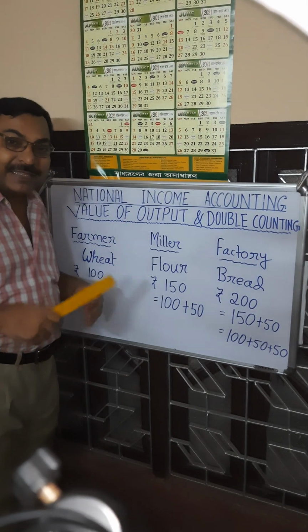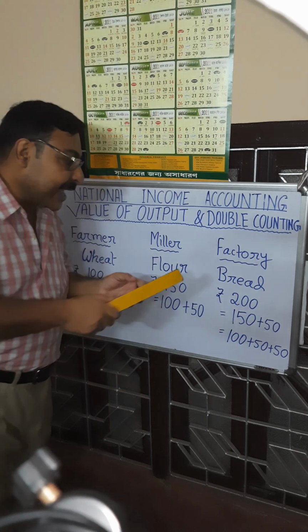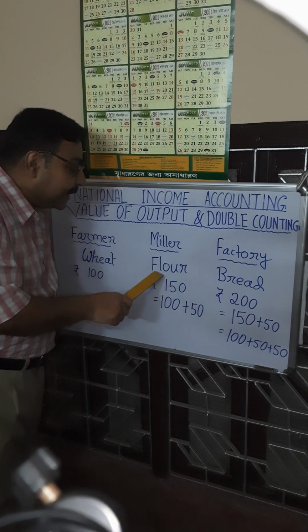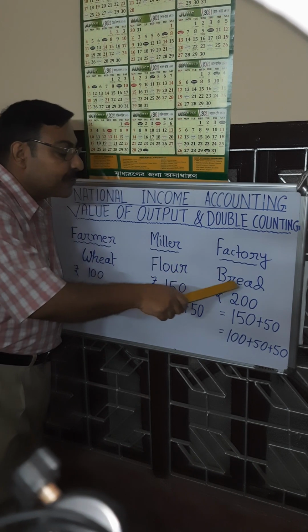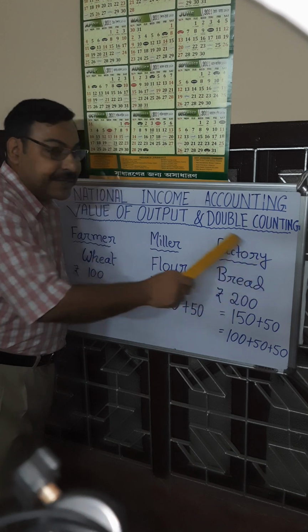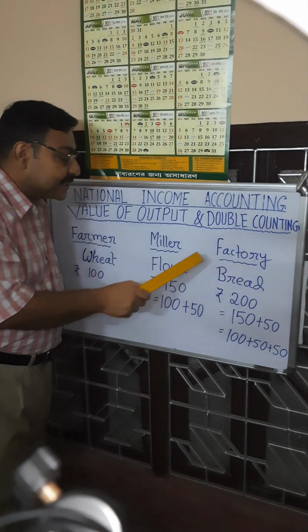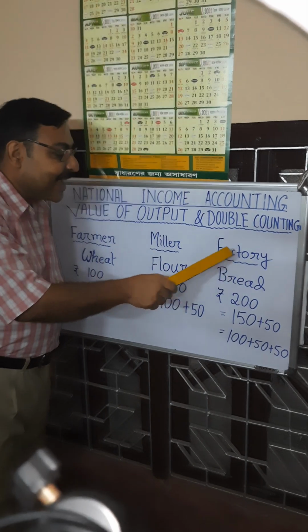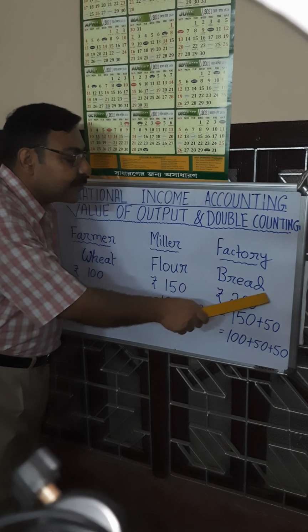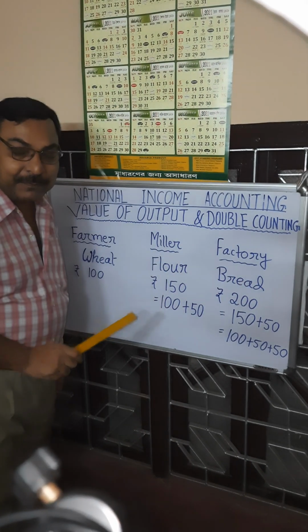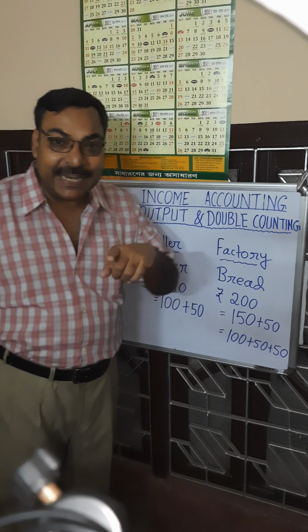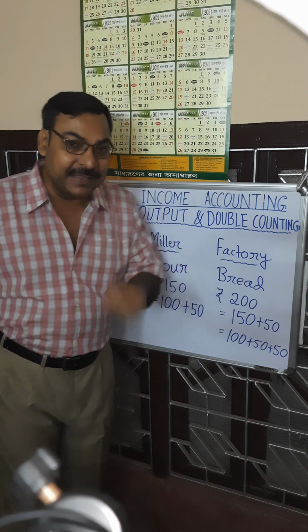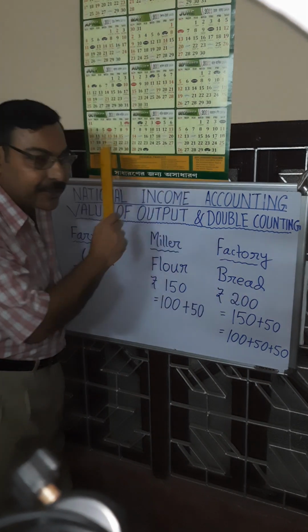Now the miller sells it to the factory. Again, one producer is selling to another producer. The miller sells flour to the factory for the production of bread. So the factory is purchasing flour. Flour is an intermediate good for the factory, and with the help of that flour, the factory produces bread. But the factory is selling it to the consumers. Bread is not an intermediary good. In this example, bread is the final good.